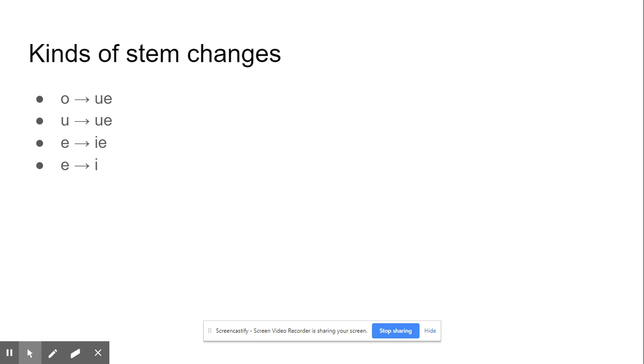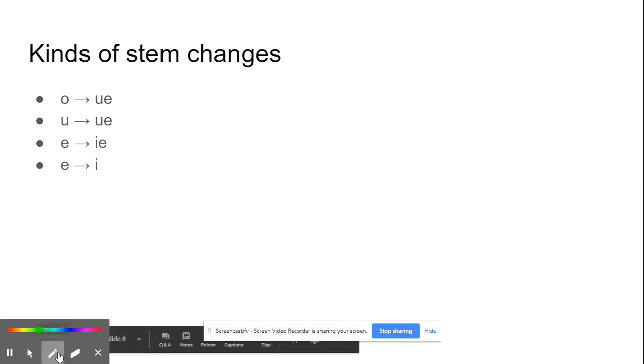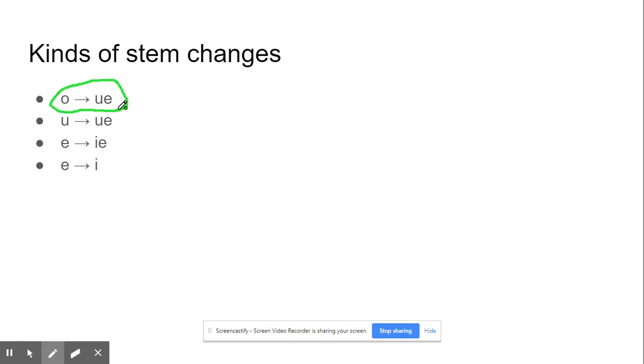Now, there are 4 different kinds of stem changes. O to UE. So that O arrow UE, this very first one right here. That means that there's going to be an O in the stem that's going to change to UE. But remember, that only happens in yo form, tú form, él, ella, usted form, and ellos, ellas, ustedes forms. The second kind of stem change is U to UE. That means there's going to be a U that converts to the letters UE in the stem.